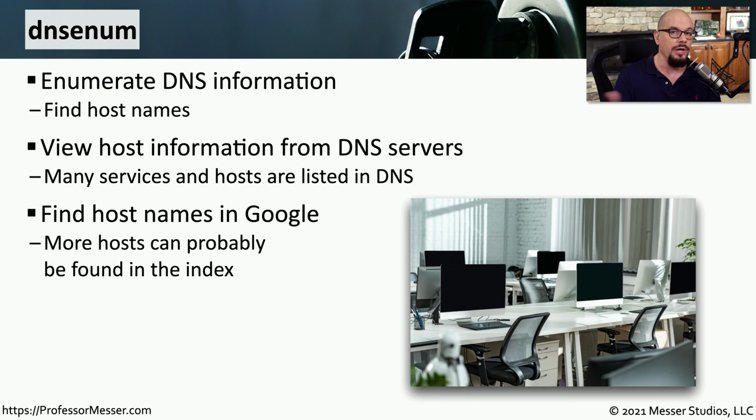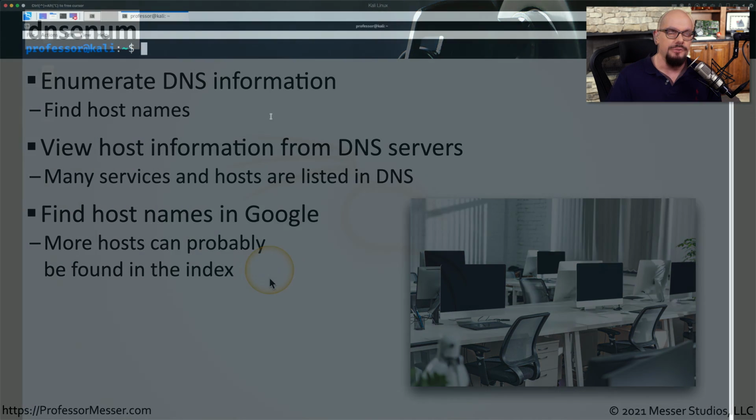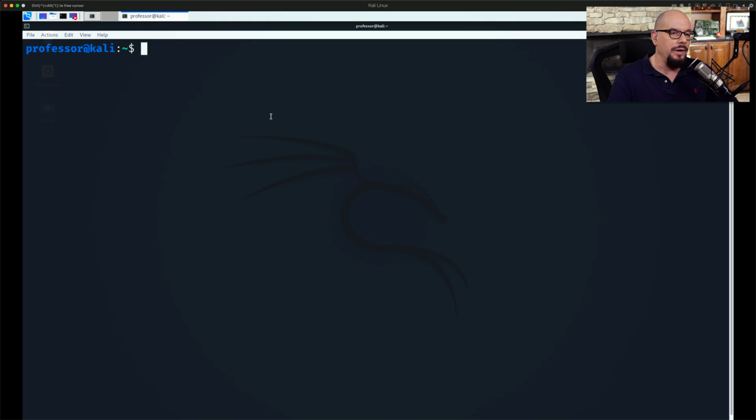For example, you could go to the Google index to see if you can identify any hosts there, and DNSenum will search through Google, find any host names, and begin to perform queries of those host names against a DNS. Let's run a very simple DNSenum query. I'm going to choose the option to show this in a verbose mode so that we can see what's happening behind the scenes, and we'll do this for example.com.